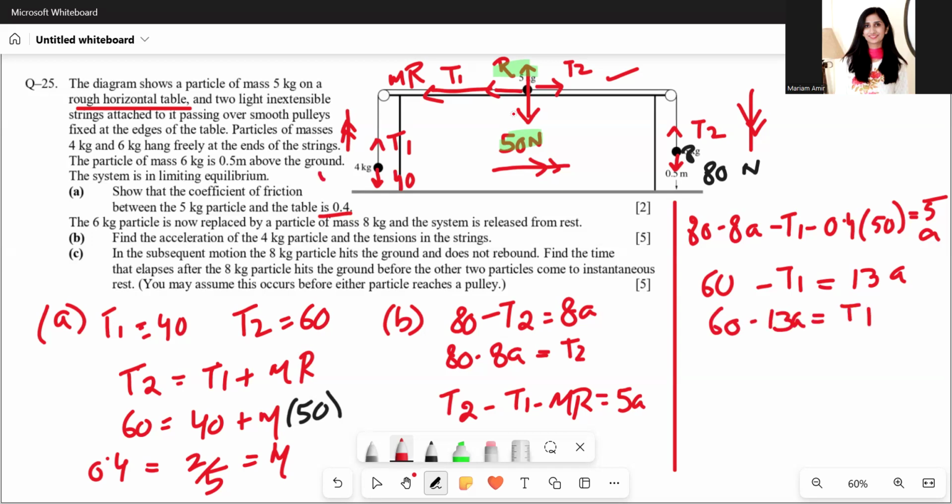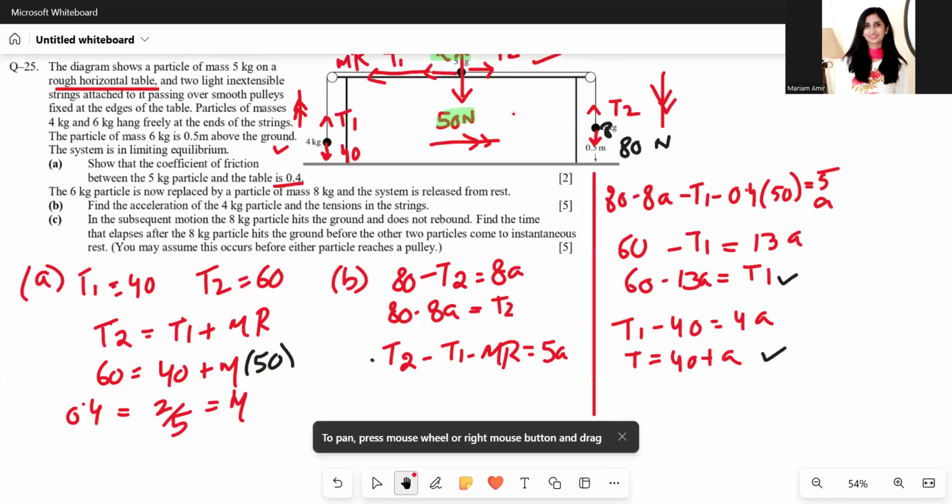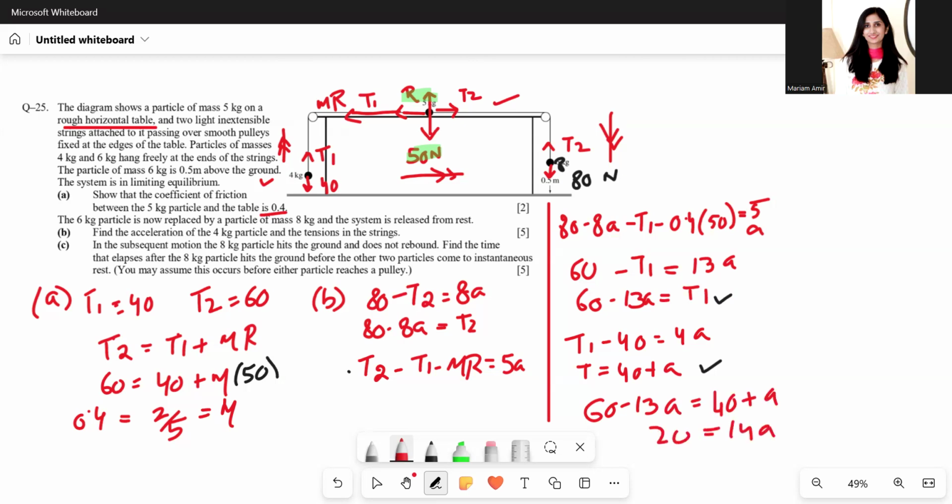Okay, now let's look at the 4 kg particle. So the equation is going to be T1 minus 40 is equal to MA. So T1 is equal to 40 plus A. Now we're going to equate these two equations, get the value of A, then get T1 and T2. So we have 60 minus 13A is equal to 40 plus A. We have 14A and 20. So we have 20 over 14 as A, which is just 10 by 7.